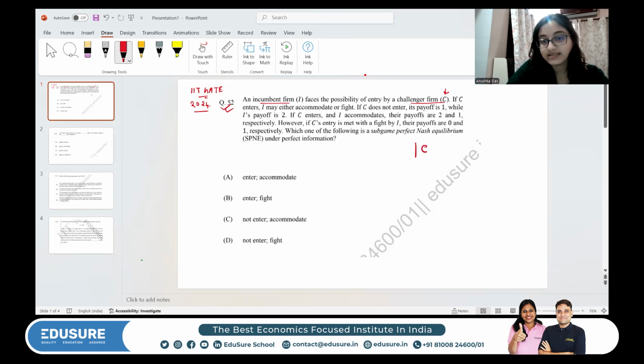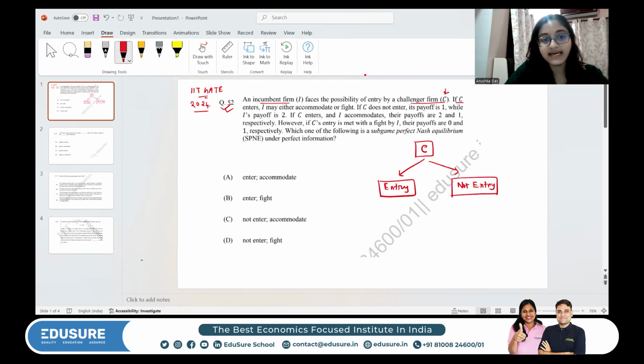Suppose this is the challenger firm. So this challenger firm has two options. Either it can enter into the market, entry. This is one possibility, and the other possibility is not entry. So these are the two possibilities that this challenger firm has.